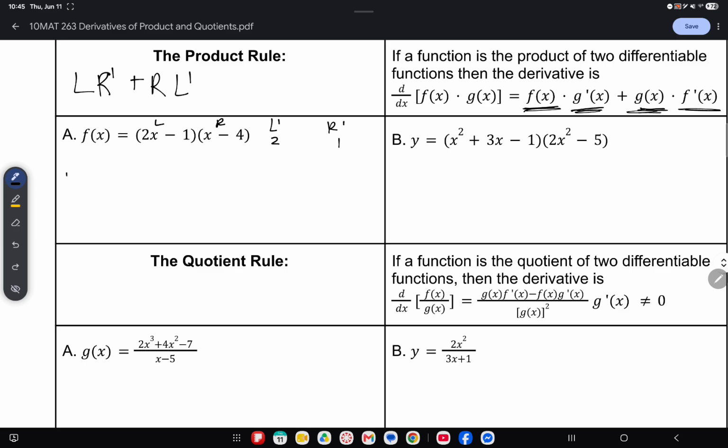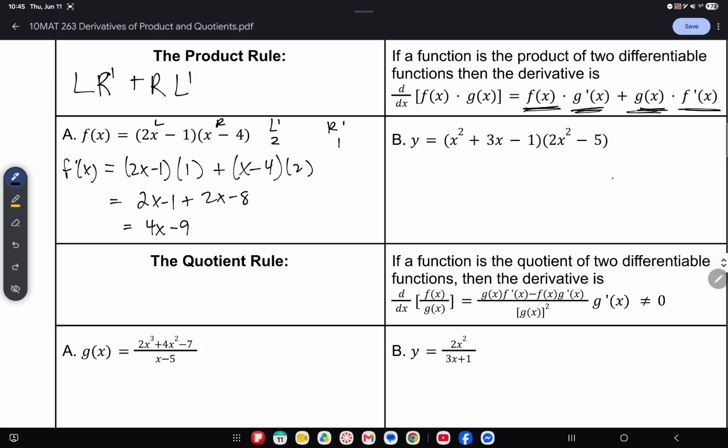And then do a substitution so that F prime is left times derivative of the right plus right times the derivative of the left. And then we can clean it up. So 2x minus 1 times 1 is 2x minus 1. And then x minus 4 times 2 is 2x minus 8. So then we have 4x minus 9, right?